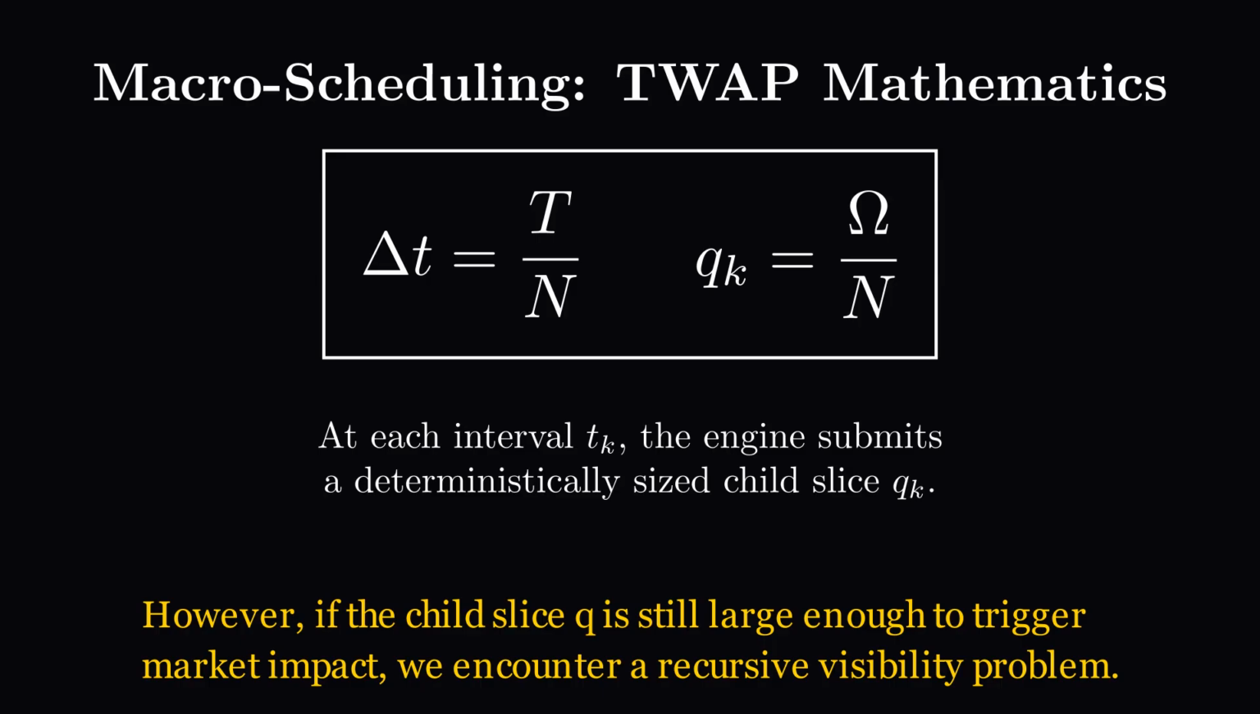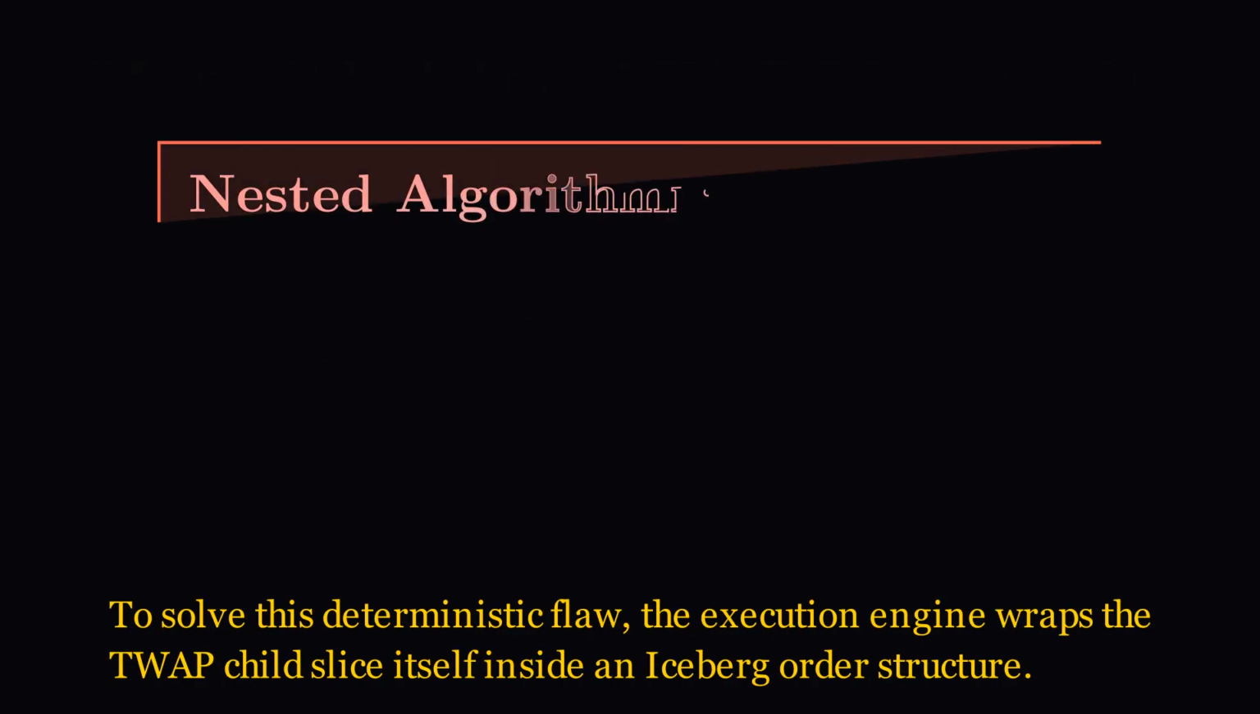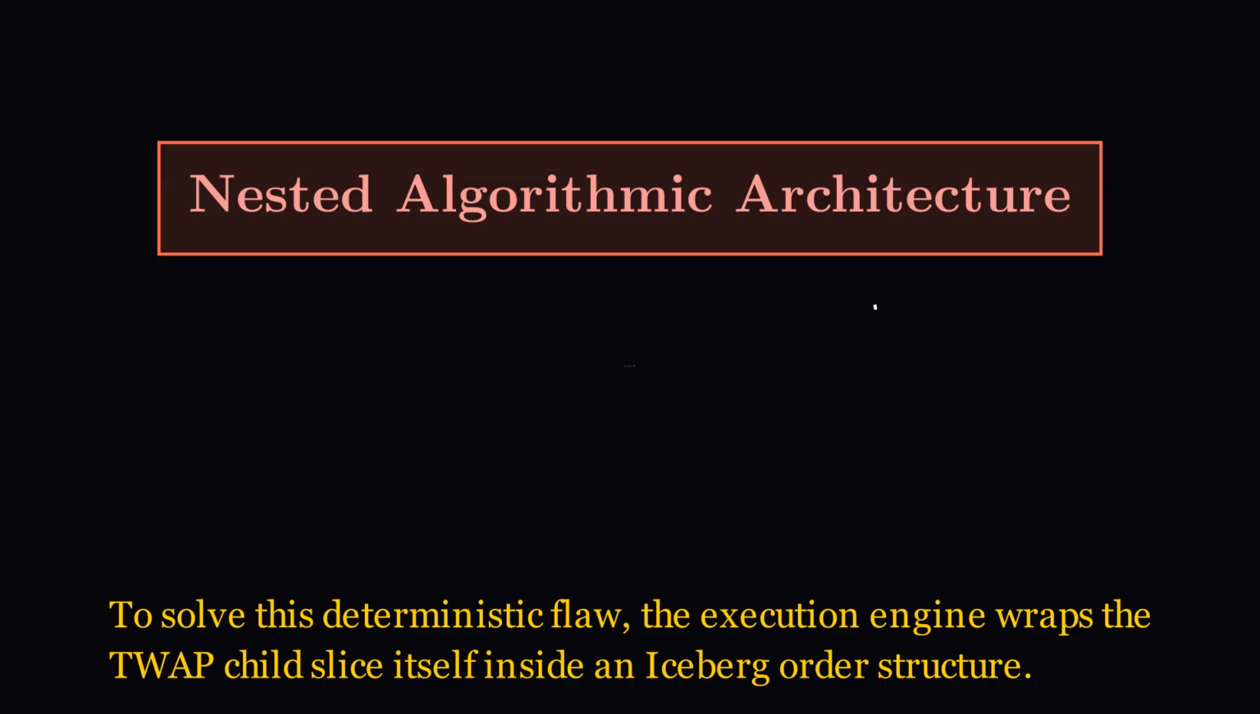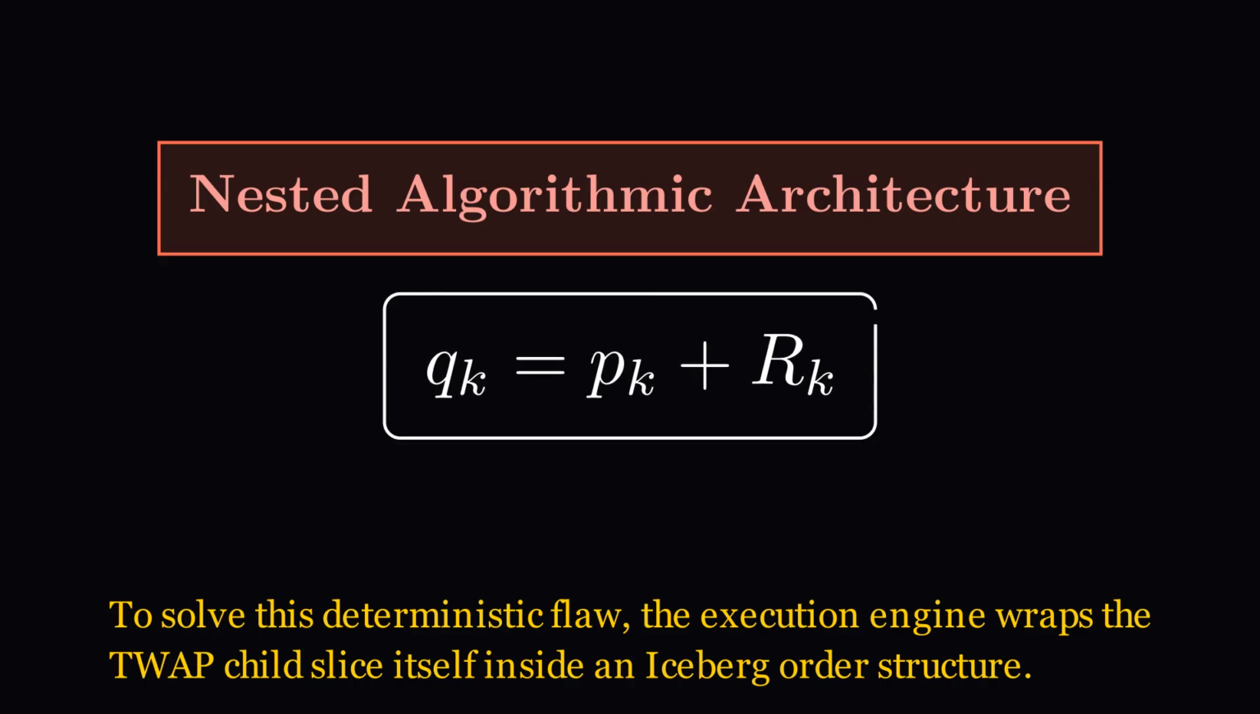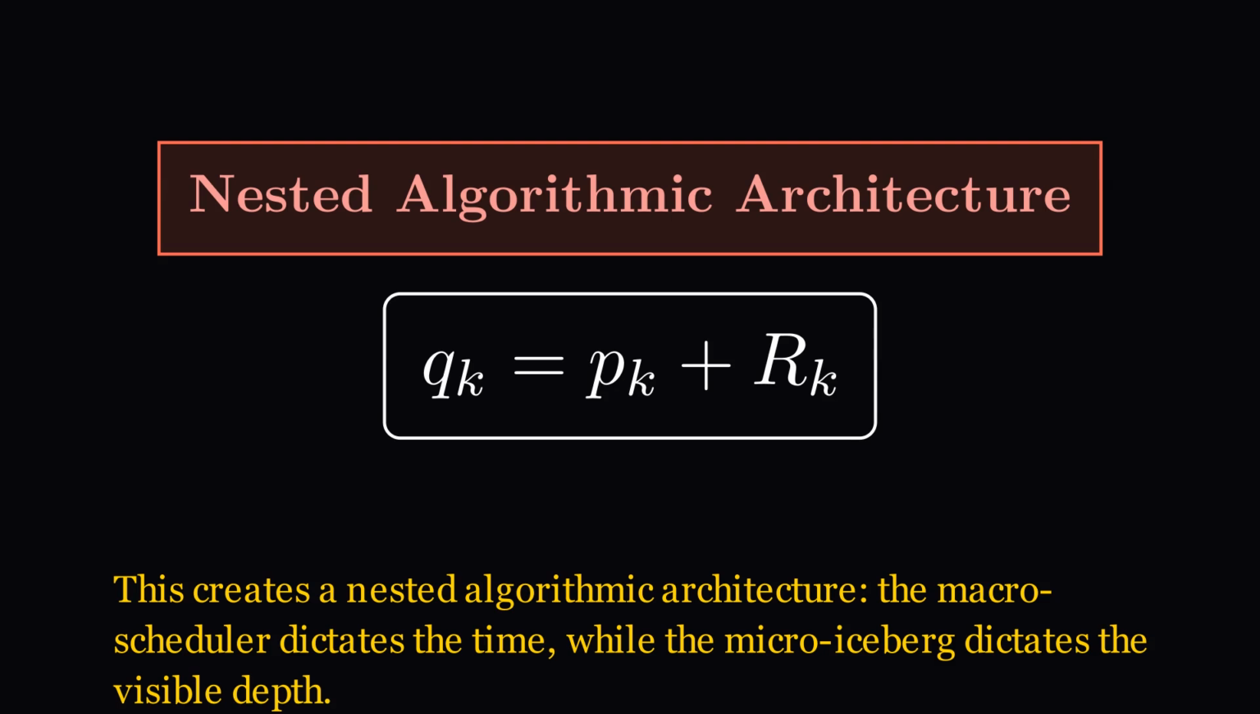However, if the child slice q is still large enough to trigger market impact, we encounter a recursive visibility problem. To solve this deterministic flaw, the execution engine wraps the TWAP child slice itself inside an iceberg order structure. This creates a nested algorithmic architecture. The macro scheduler dictates the time, while the micro-iceberg dictates the visible depth.